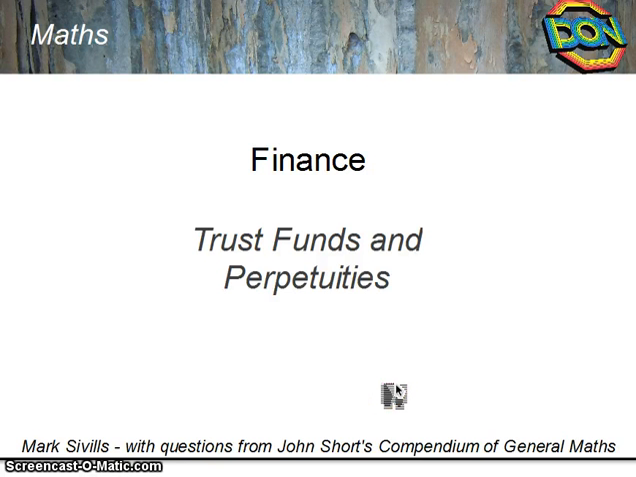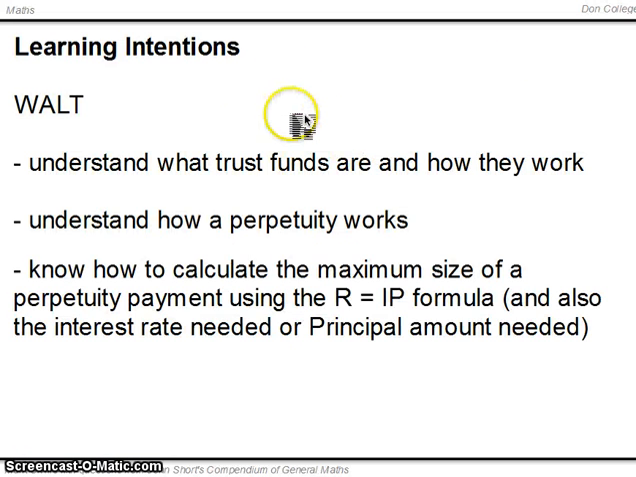Hi, this video is on trust funds and perpetuities in the finance unit of general maths. So you're learning how to understand what trust funds are and how they work. You should also understand how a perpetuity works by the end of this video, and to know how to use this formula, R equals IP, or different variations of it, to calculate the maximum size of a perpetuity payment, and also the interest rate needed or principal amount needed, depending on the question.